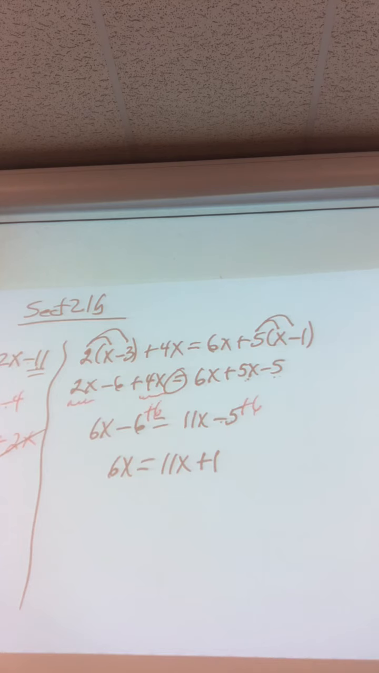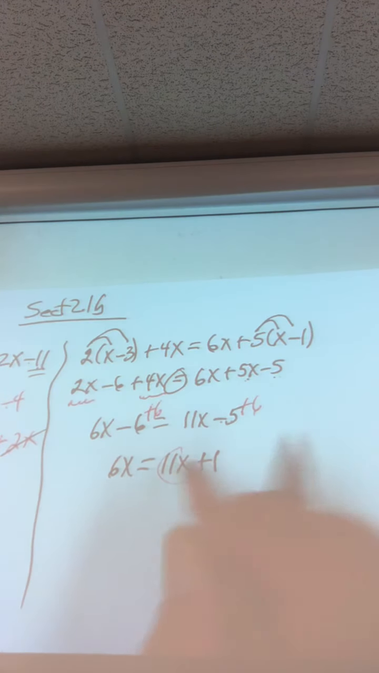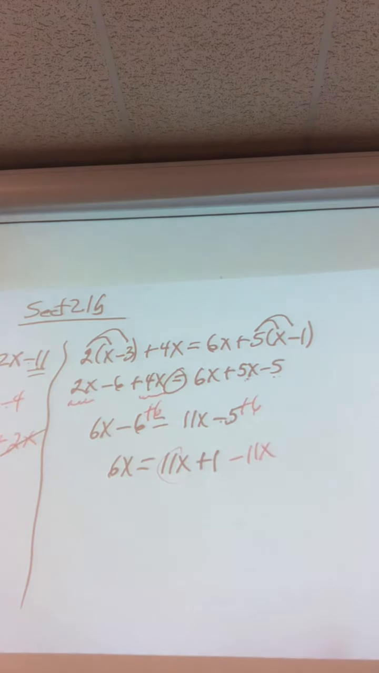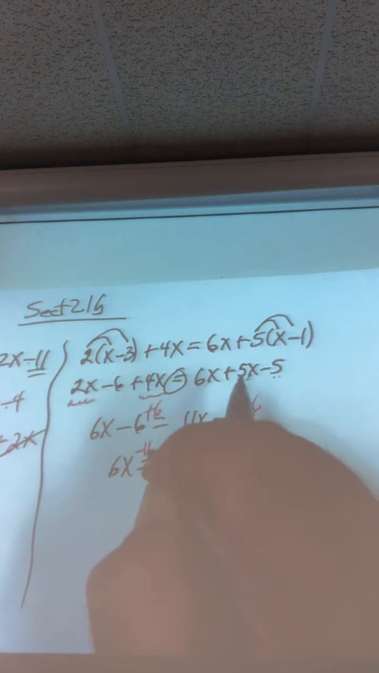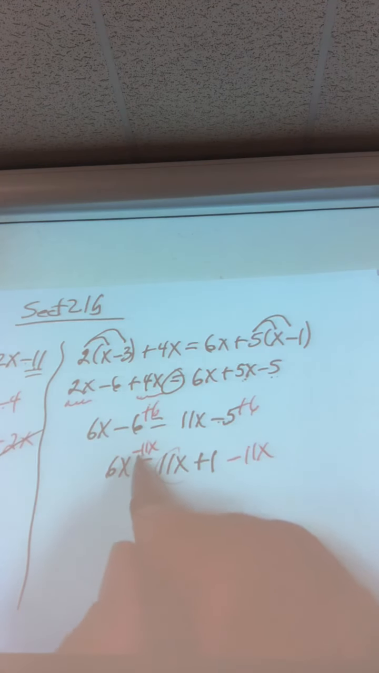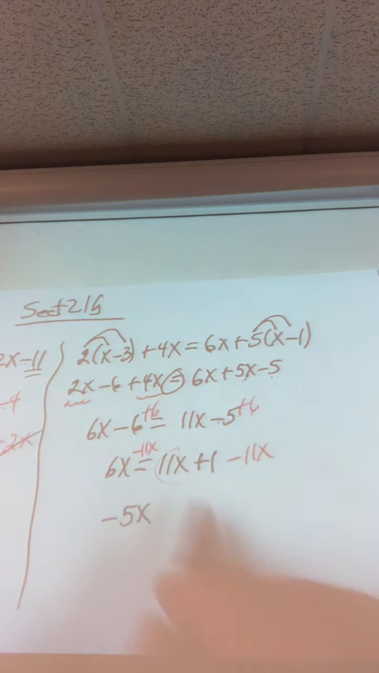Now I need to get the x terms back on the left. I need to get this x term back on the left. To get rid of the plus 11x, I have to minus 11x. But I have to do that on the left side as well. When I do, 6x minus 11x is negative 5x equals, and on the right side, the 11x's add out and leaves 1.